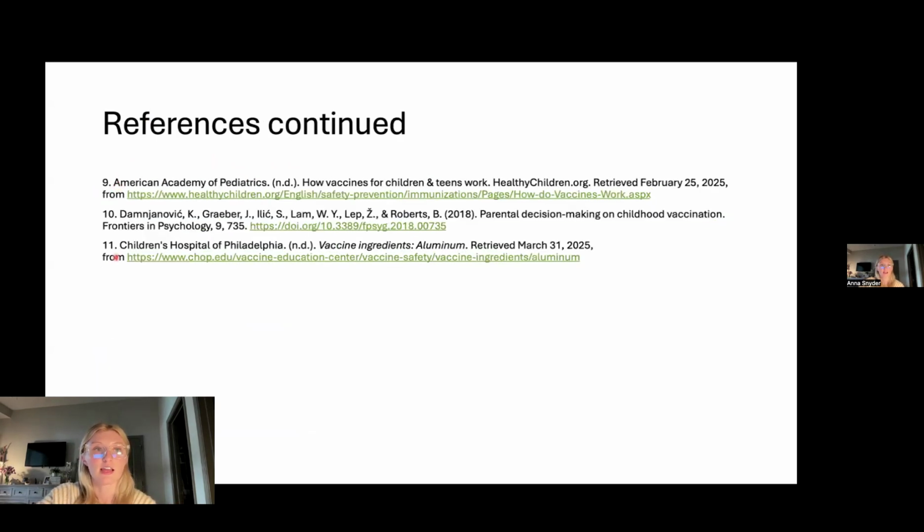Here are the last three. And one great resource for all of you mothers is your pediatrician. I hope that all of you have a pediatrician that you have a good relationship with. They all want what's best for your child as much as you do. That's why they went to school for as long as they did. They want to keep your child safe as much as you want to keep your child safe.